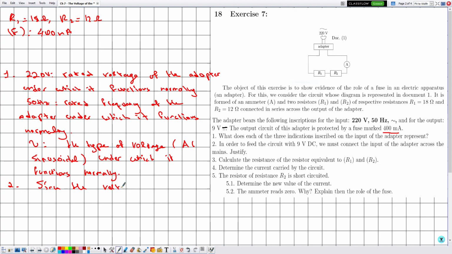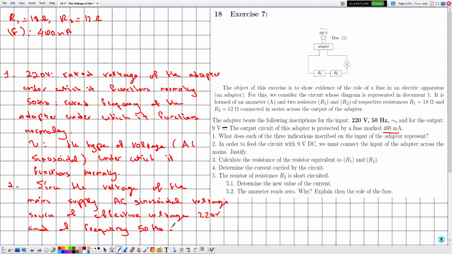the voltage of the mains supply is an AC sinusoidal voltage source of effective voltage 220 volts and of frequency 50 hertz.